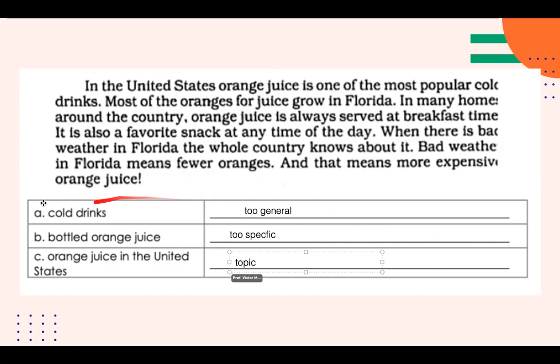So we have too general, too specific, and the topic. And you guys are correct. Cold drinks is too general. There are many cold drinks. We have soda, iced coffee, iced tea. Bottled orange juice is too specific because it's not just talking about bottled orange juice. It's talking about the weather and what happens in Florida. And orange juice in the United States is the topic here because it's telling us where it grows in Florida and what happens when there's bad weather. Very good.